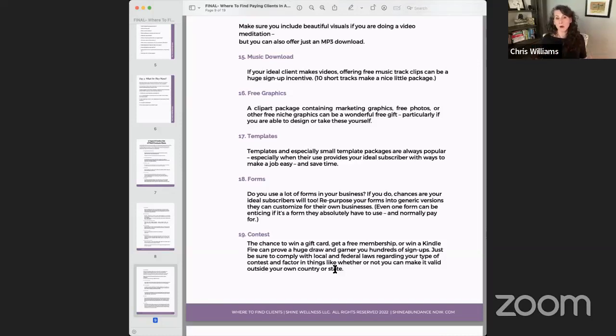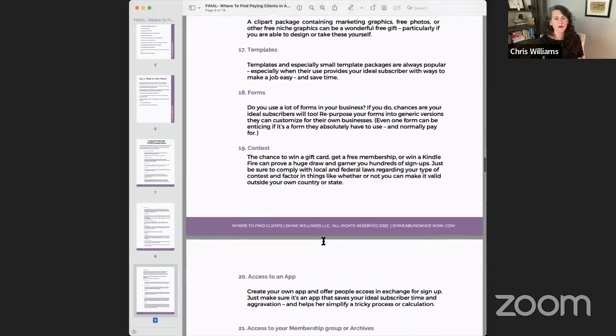Forms. If you use a lot of forms in your business, then your ideal subscriber might too. So you could repurpose your forms into generic versions. One of the things that I did when I was building my health coaching business is I had a toxicity questionnaire. That was a great freebie where somebody could fill out the questionnaire. That was just a reusable form. They could see what their baseline is, where they are, and what systems were a little out of balance. That's something that is really helpful as well.